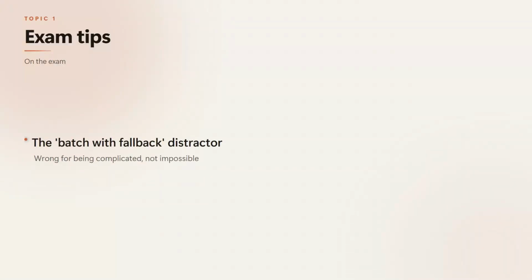On the exam, expect a question that offers batch with a real-time fallback on timeout. It's wrong for being complicated, not impossible. The exam consistently prefers the simpler design that matches each API to its natural workload. Another common distractor is designing a blocking workflow around the average batch speed, thinking you can poll and it will be fine. Remember, there is no latency SLA, so building a synchronous process on a best-case assumption is a trap. This is testcraft. Recognize the pattern and choose the proportionate fix.